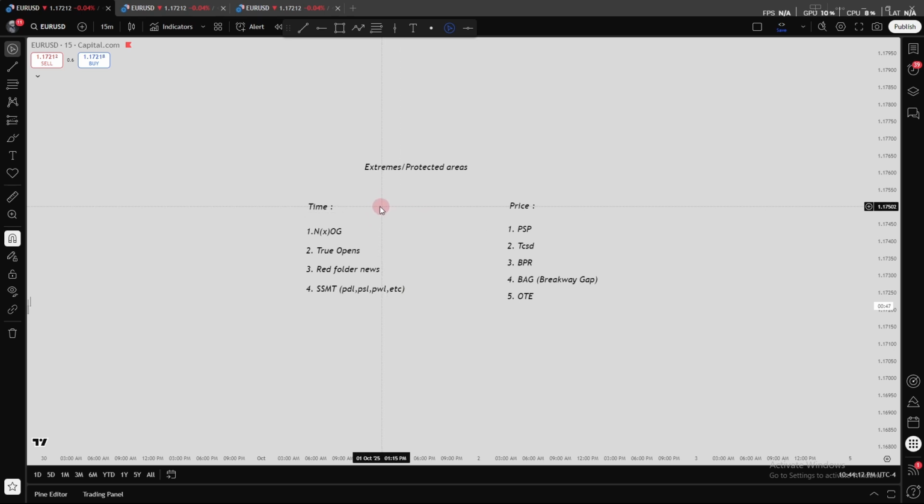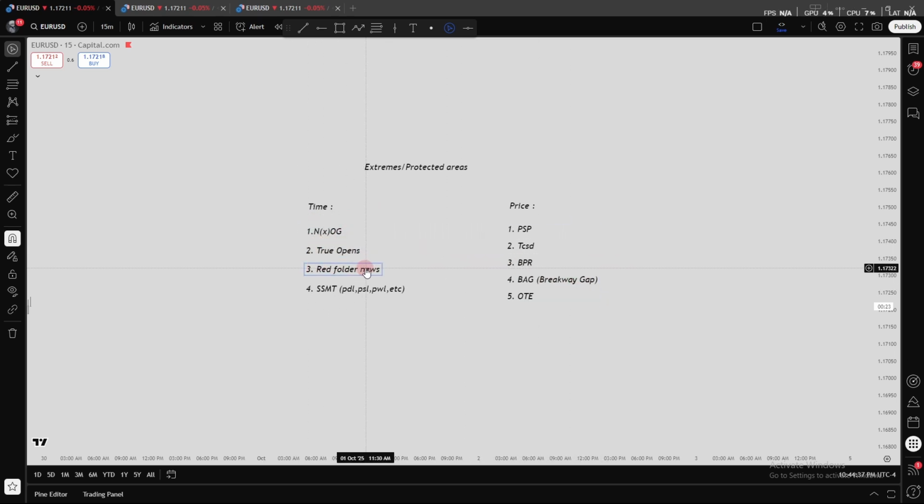But essentially, you need a combination of two of these. You need one of these and one of these. For example, new week opening gap and a PSP, an area can be protected. True open, true CSD, and a BPR, any of these can be protected. New week opening gap gives you the fair value aspect of price. Your true opens do the same.